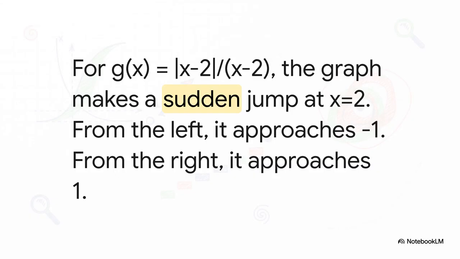Okay, now for our second case. This function is also undefined at x equals 2. But here there's a problem. There's no agreement. If you follow the graph from the left, you're heading down towards -1. But if you come in from the right, you're heading up towards +1. The two paths don't meet up. They create this sudden, jarring jump.